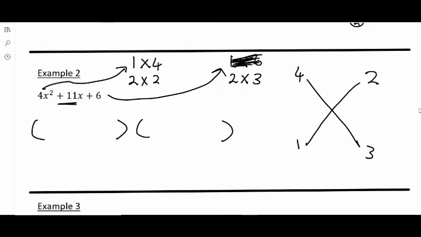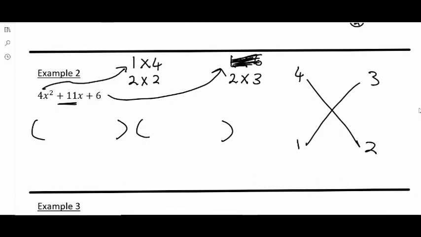Yeah, well, 4 times 3, that would give us a 12. Interesting. And that would give us a 2. Can we make an 11 with a 2 and a 12? No, of course we can't. Therefore, this factor pairing doesn't work. Well, what if I inverted it? What if I inverted this pairing?